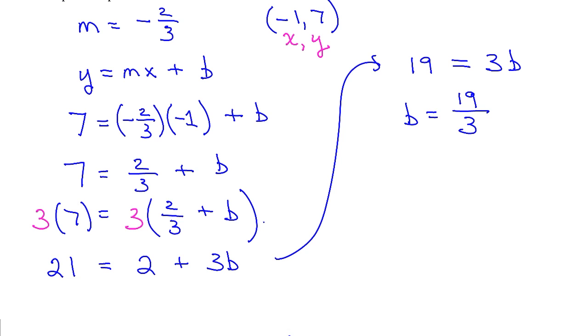The question asks for the result to be in slope-intercept form, so we write y equals the slope, negative 2/3 x, plus the y-intercept, 19 over 3.